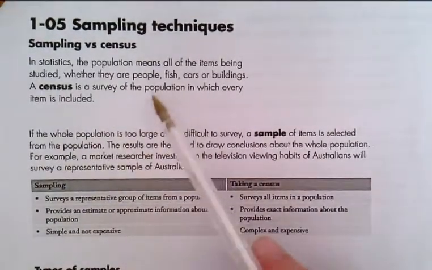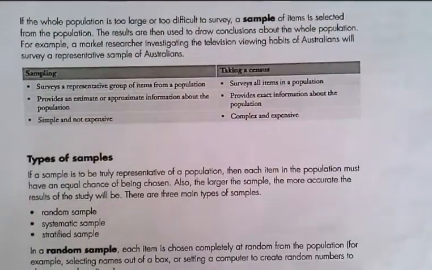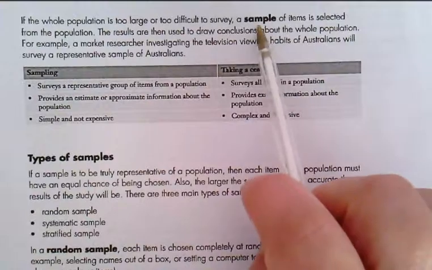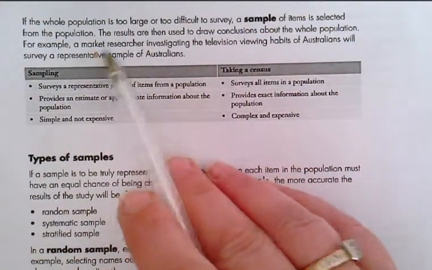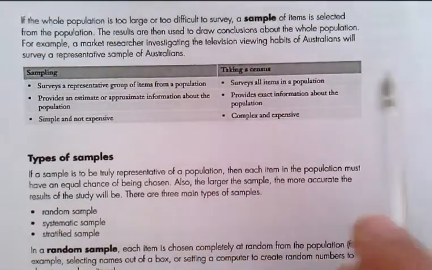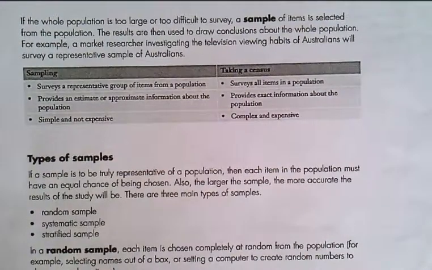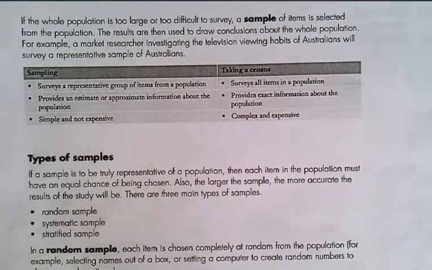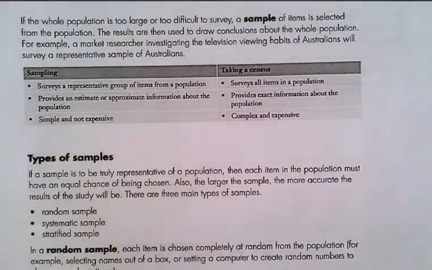Now, if the whole population is too large or too difficult to survey, we will take a sample of the items from the population, and we can then draw conclusions from those results about the whole population. However, it just depends on how well you take that sample of the population. If that sample is biased, then you're not going to get a very good representative of the population.